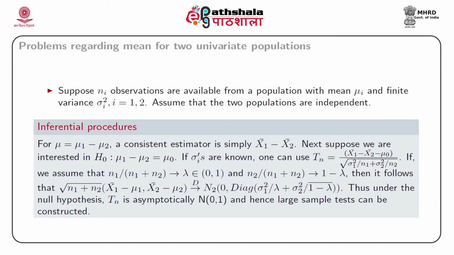multiplied by the vector with components x1 bar minus mu1 and x2 bar minus mu2 is bivariate normal with mean 0, and dispersion matrix a diagonal matrix with elements sigma 1 square divided by lambda and sigma 2 square divided by 1 minus lambda. Thus, under the null hypothesis, Tn is asymptotically standard normal, and hence large sample tests can be constructed.